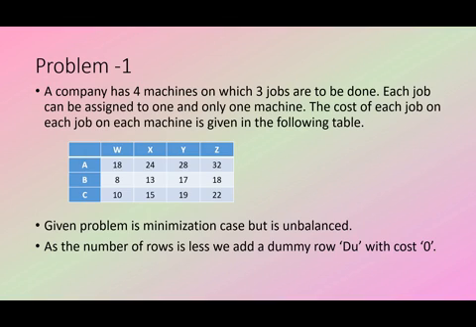The matrix given has W, X, Y, Z as the 4 machines, and A, B, C as the 3 jobs. So the cost matrix is 18, 24, 28, 32, 8, 13, 17, 18, 10, 15, 19, 22. So what we see is that the given problem is a minimization case but is unbalanced. So which is less, rows or columns? Obviously, rows are less. One row is less. So as the number of rows is less, we add a dummy row called DU with cost values 0.